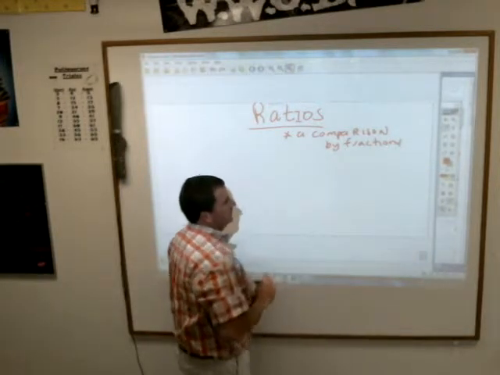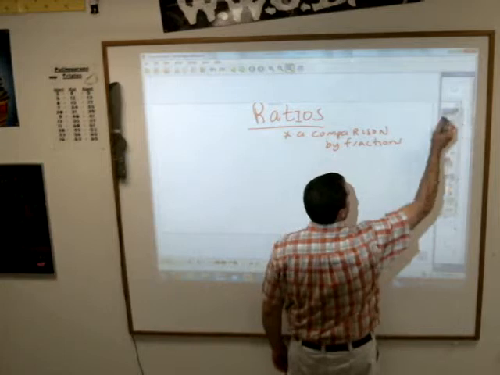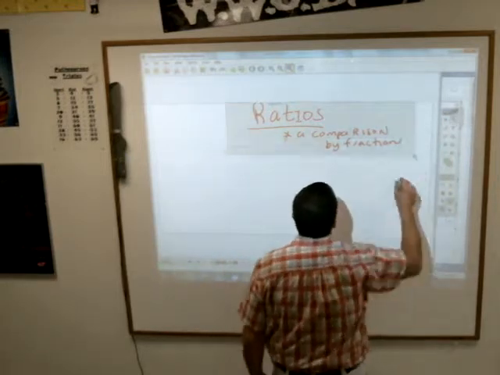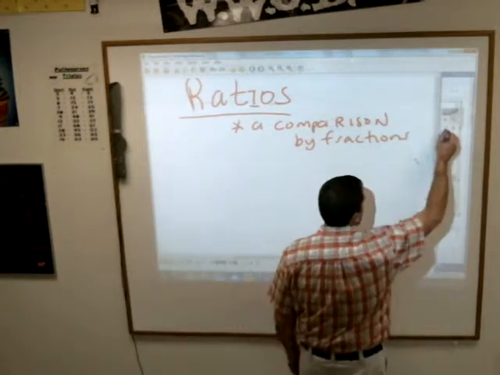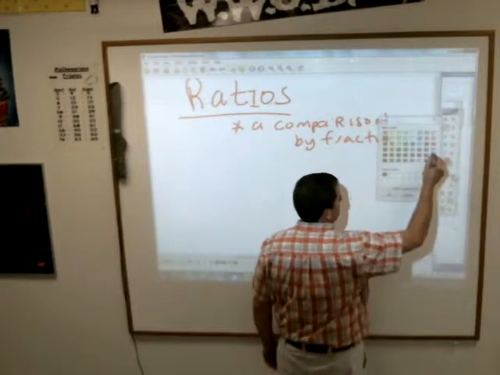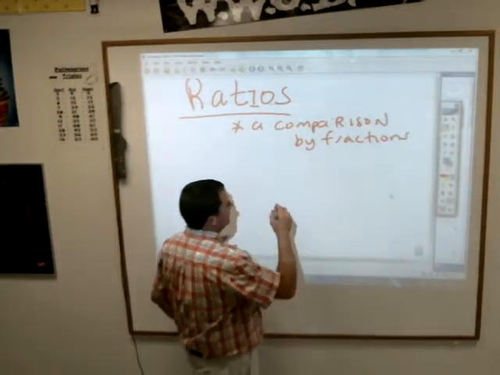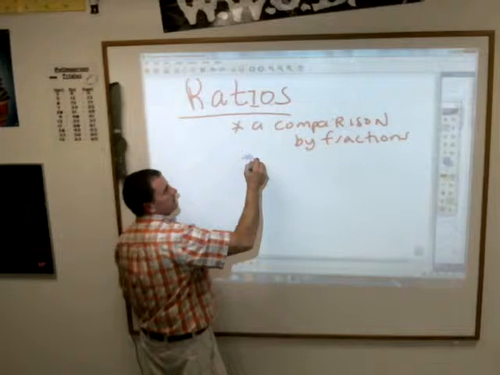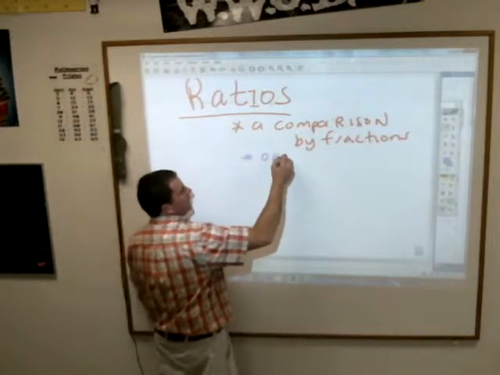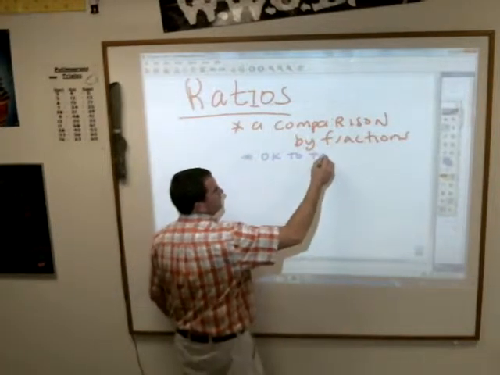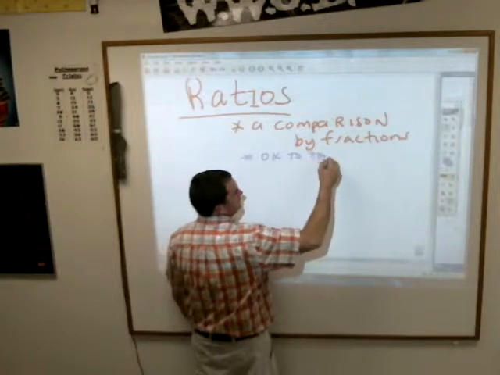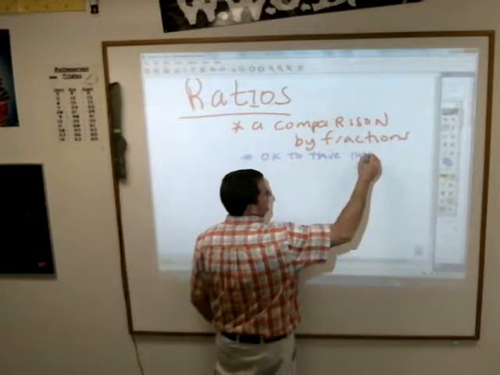Okay, and this is one of the fewer times that it is acceptable. It is very much acceptable to have improper fractions as long as they're reduced. So put that little asterisk there. Okay to have improper fractions, but they need to be reduced.